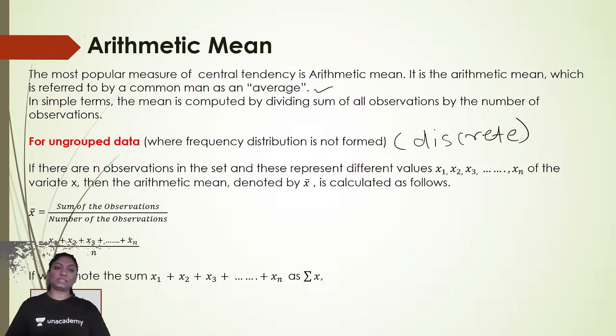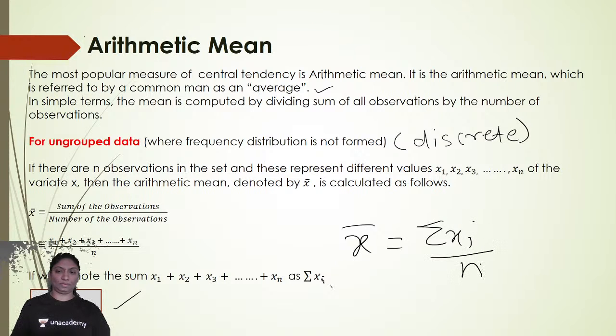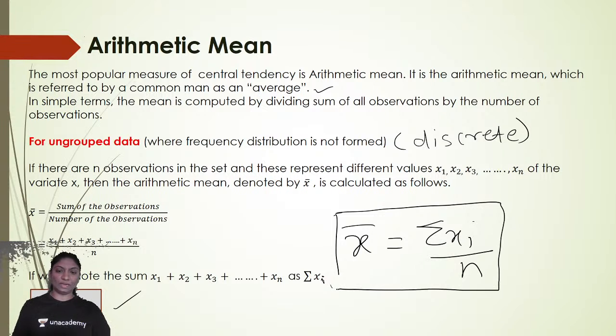Now suppose x1, x2 up to xn are the data, then there are n observations, therefore we are dividing by n. Now if we denote the sum x1 plus x2 up to xn as sum of x or sum of xi, where i varies from 1 to n, anything can be used to denote it. So x bar is equal to summation of xi upon n. We will use this formula frequently to calculate the arithmetic mean, which is also called the average.